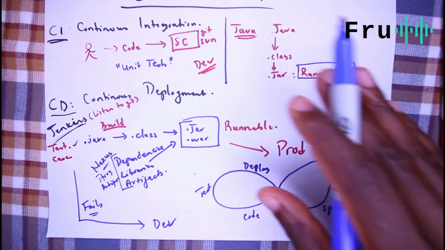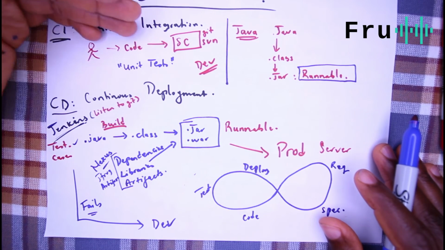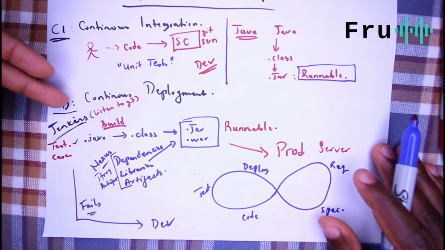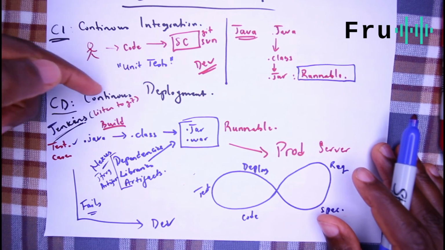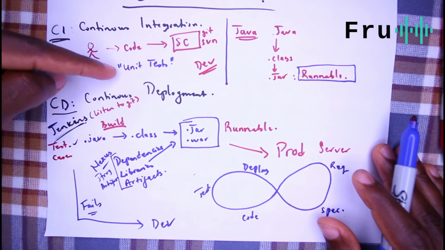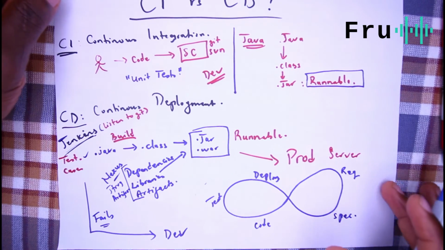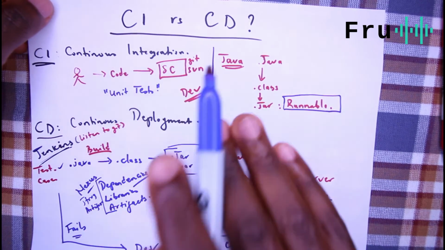People have taken this to the nth degree. There is CI, which is continuous integration. There is CD, which is continuous deployment. There is another CD, which could be continuous delivery. There is CT, which could be continuous testing. Anybody can put anything in there with continuous in front of it, but this is really the essence of CI versus CD.